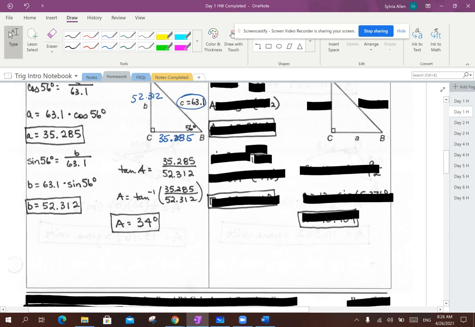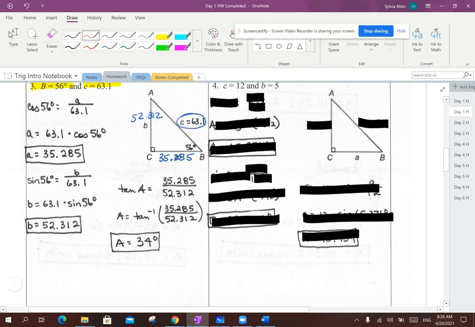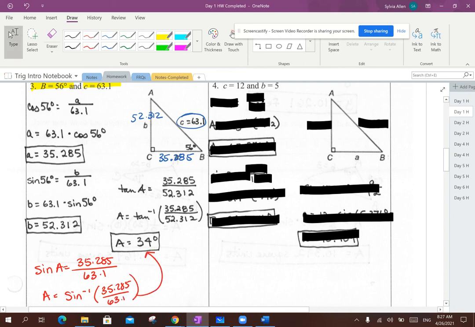I also would like you to either choose when you go to actually do the work to make sure that you're doing it correctly. Let's just go ahead and do sine of A is equal to 35.285 over 63.1, and then A is equal to sine inverse of 35.285 over 63.1, and you should still end up with the same result.